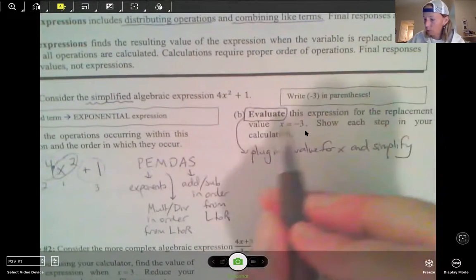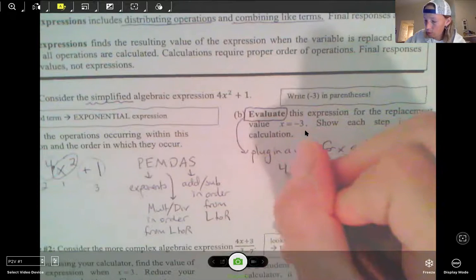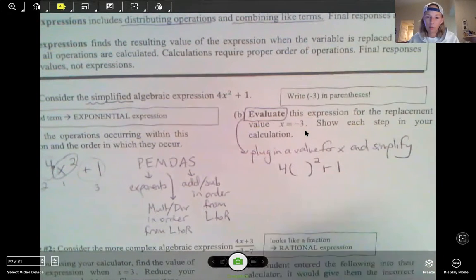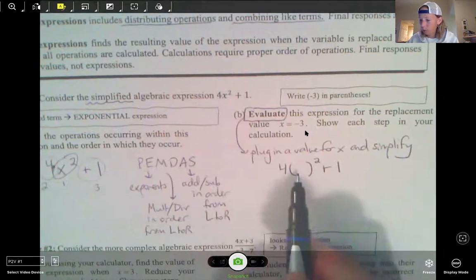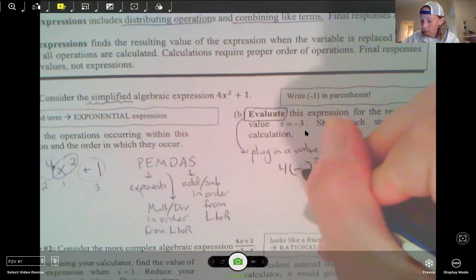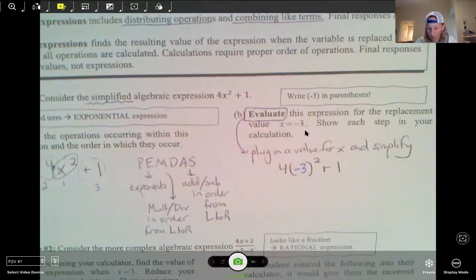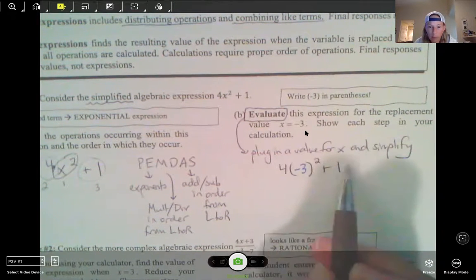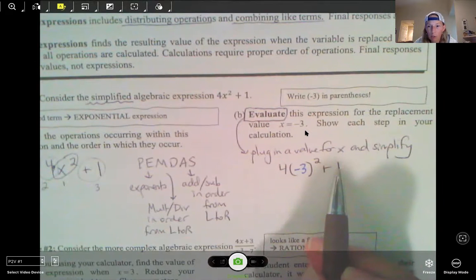So in our situation, our expression says 4 times x squared plus 1. So instead of keeping our x in this expression, we're substituting in -3. If I do that in a different color, you can see that actual substitution. Now, if we have time, I'll show you how to just type this into the calculator and it'll give you a straight up answer.